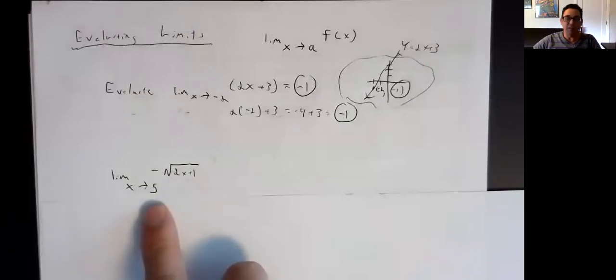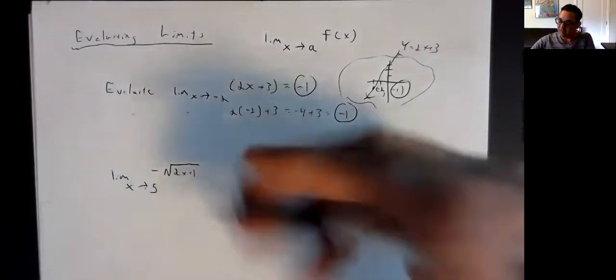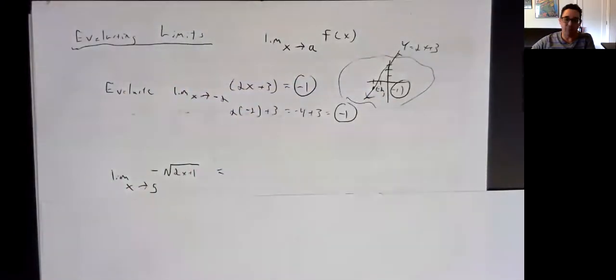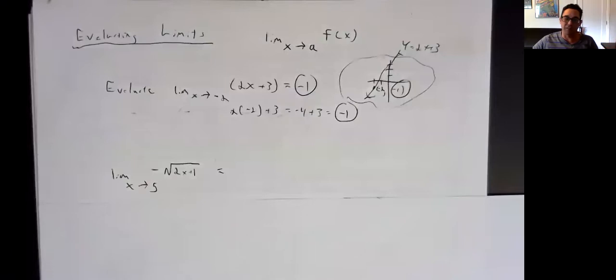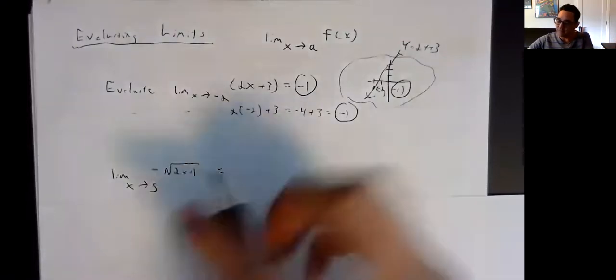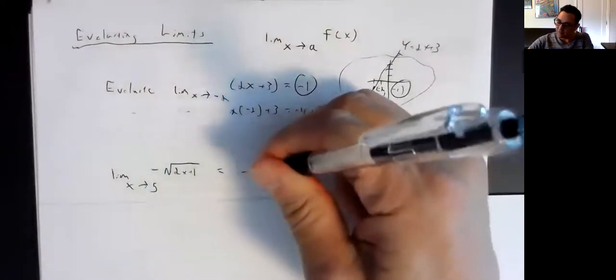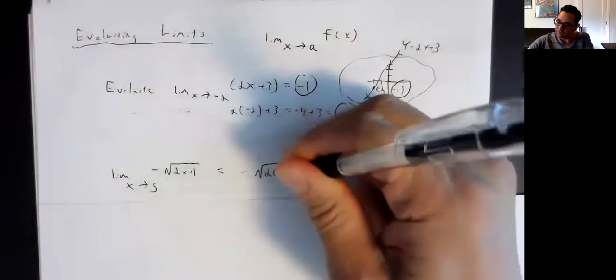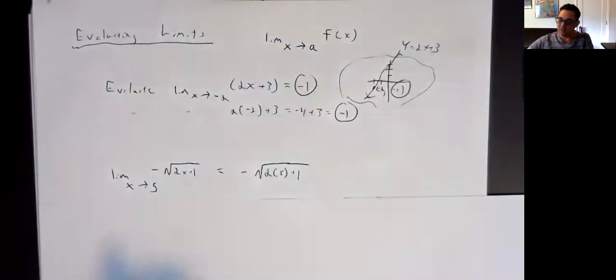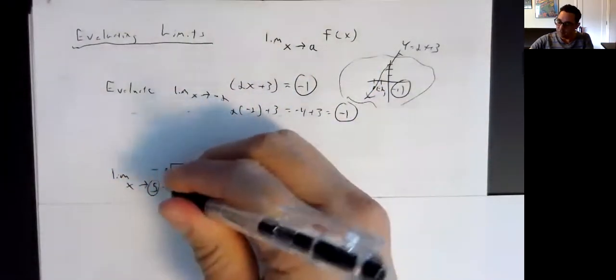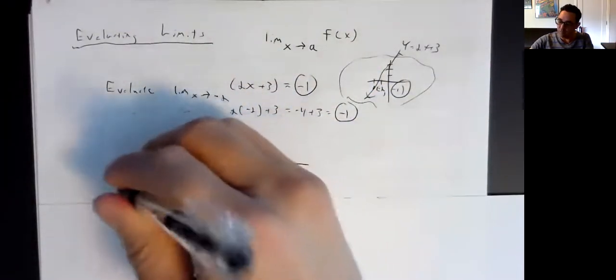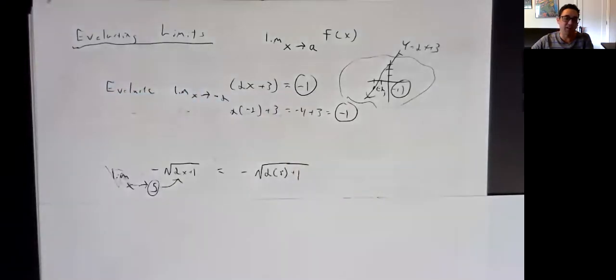But let's just plug 5 into this and see if it works. If it doesn't work, that means I tried to plug it into a part of the graph that doesn't work. But if it does work, let's just see. Let's plug 5 in for x. So it's negative square root of 2 times 5 plus 1. I'm just taking this number and plugging it in. I don't even need to worry about this part. It's just kind of decoration, right?